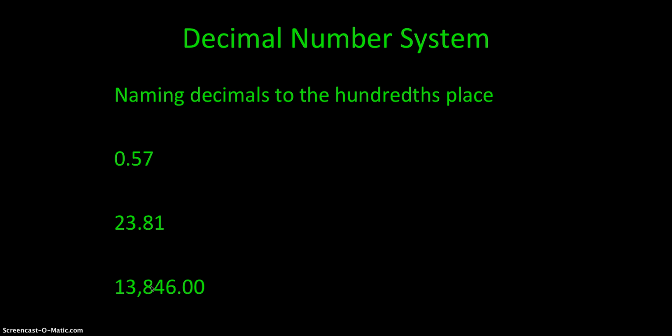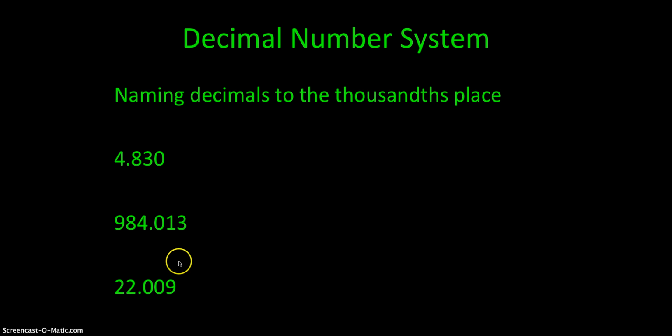Let's practice naming numbers to the hundredths place. This number is read 0 and 57 hundredths. You can pause the tape and practice reading the others. When you're ready, hit play. This number is 23 and 81 hundredths. This number, 13,846 and 0 hundredths.